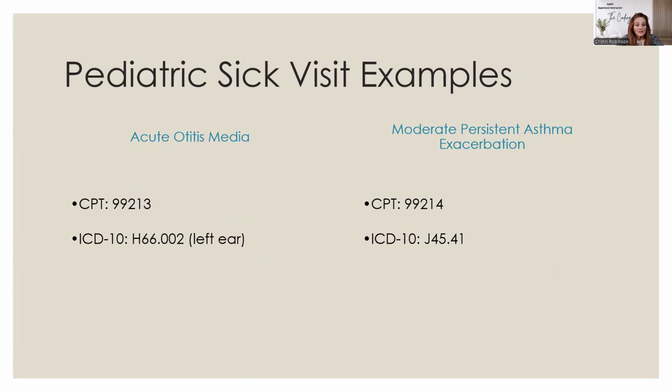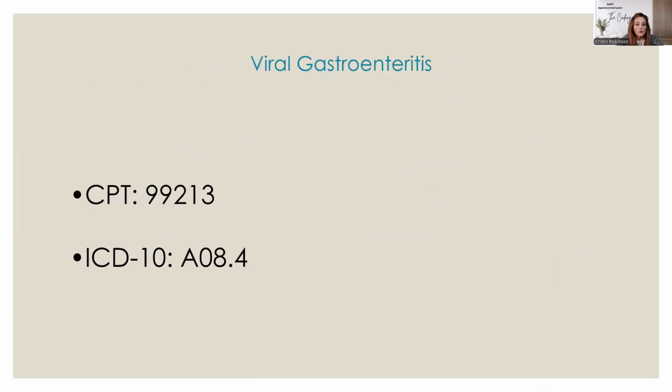Some pediatric sick visit examples: acute otitis media. The CPT code would be 99213, and you would use the appropriate ICD-10-CM code. Then moderate persistent asthma exacerbation could be CPT code 99214 if the documentation supported the level of medical decision-making. Viral gastroenteritis, CPT 99213 with the applicable ICD-10 code.